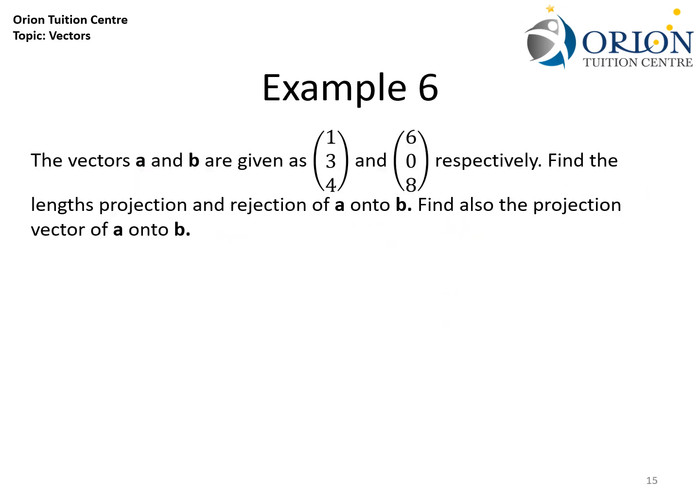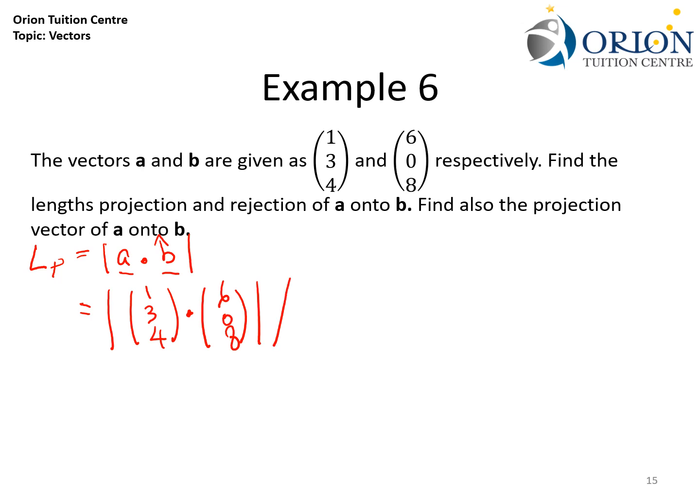In example 6, we are given vectors A and B and asked to find out the lengths of projection and rejection, and also the projection vector of A onto B. So let's find out the length of projection of A onto B first. The length of projection will be equal to mod of A dot B cap, which is going to be mod of (1, 3, 4) dot product with (6, 0, 8) divided by the modulus of (6, 0, 8), which is the modulus of vector B. And if we evaluate this, we will end up with 3.8.